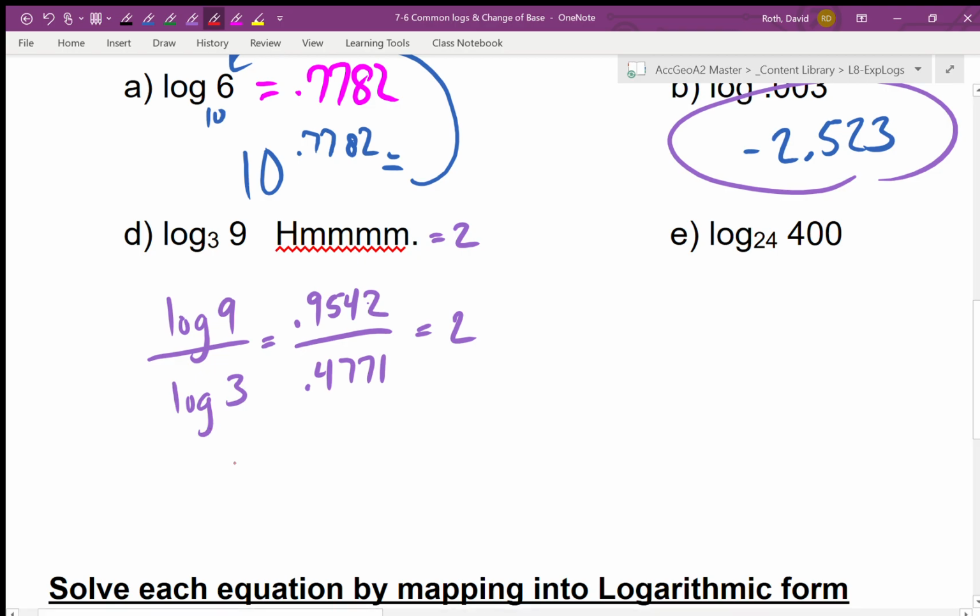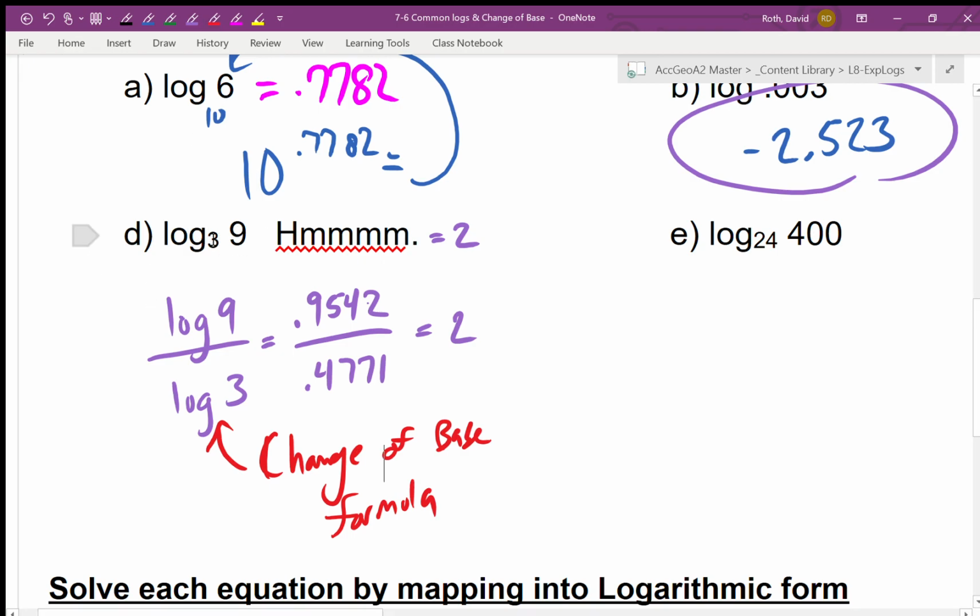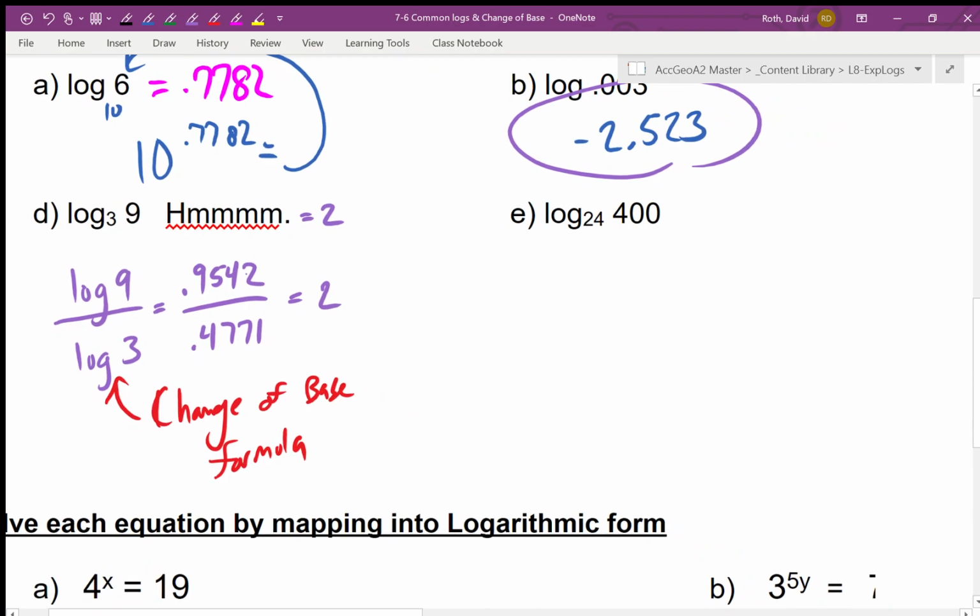And this is effectively the change of base formula. I can find log base anything as long as I can use log base 10. It's kind of cool how that converts between them. I'll let you ponder why that works on your own. Just think about that. That's a good thought question. So try the next one. Hit pause, do it.